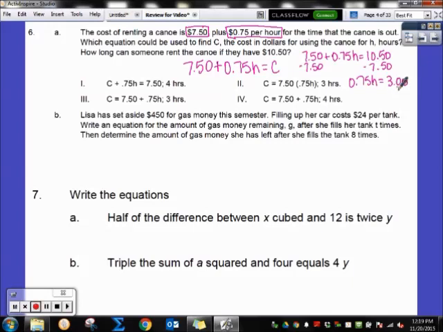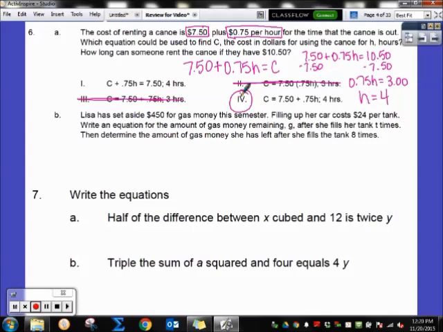Okay, so if we take 3 and we divide it by 75 cents per hour, we could rent the canoe for 4 hours. So now we could definitely eliminate a couple of answers, 2 and 3. And then we need to see which one matches, and you can tell number 4 matches.